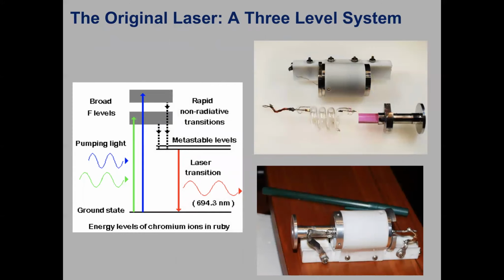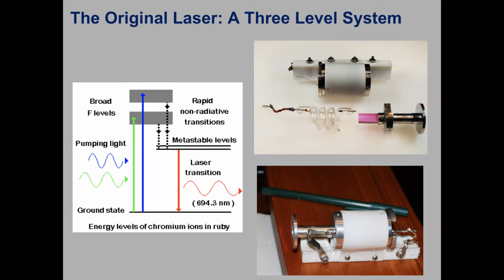So let's take a look at what some actual systems look like. The original laser, or at least the original visible laser, was a ruby laser, where we used a ruby crystal with a voltage applied as our lasing medium. You could pump it with external light as well.